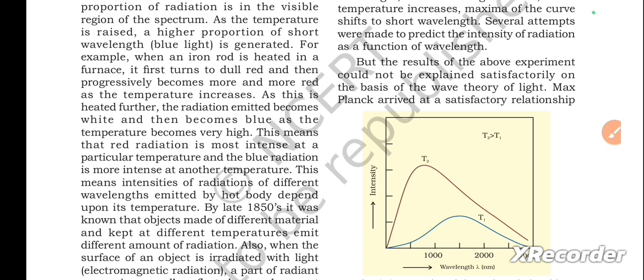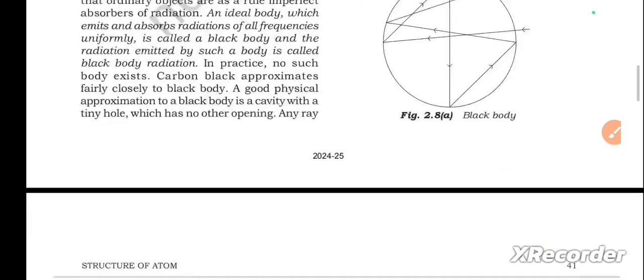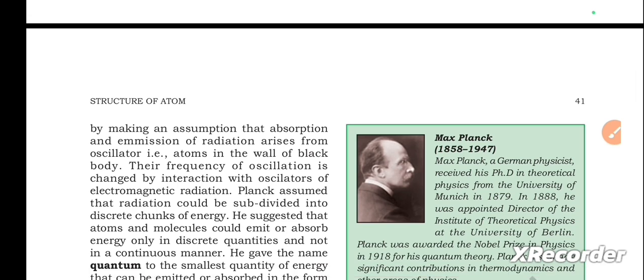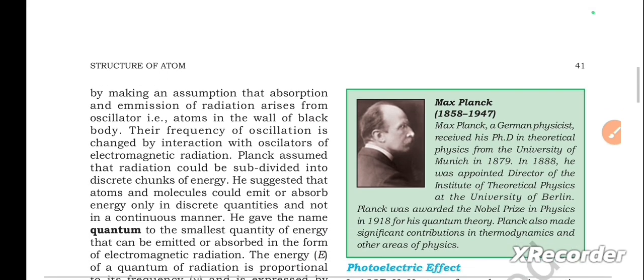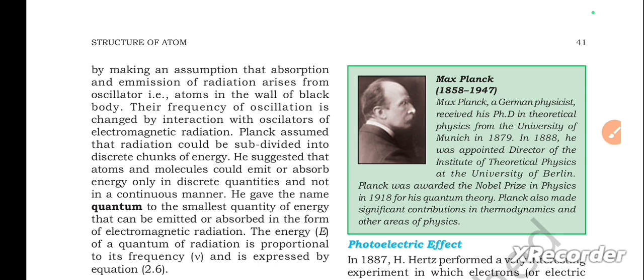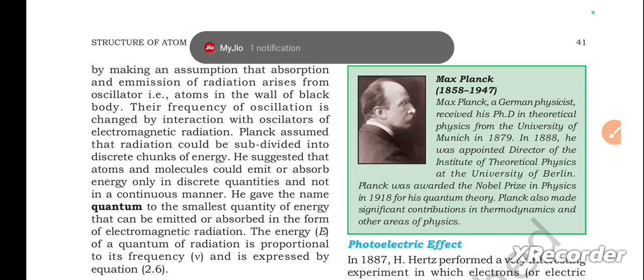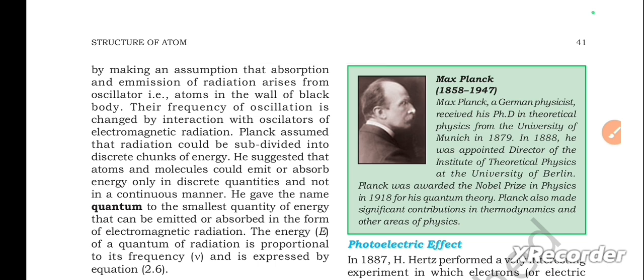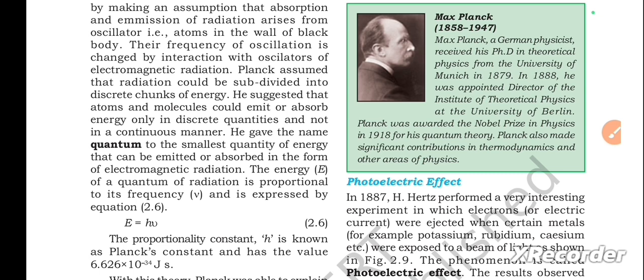Max Planck arrived at a satisfactory relationship by making an assumption that absorption and emission of radiation arise from oscillators, that is, atoms in the wall of the black body. Their frequency of oscillation is changed by interaction with electromagnetic radiation. Planck assumed that radiation could be subdivided into discrete chunks of energy. He suggested that atoms and molecules could emit or absorb energy only in discrete quantities and not in a continuous manner.